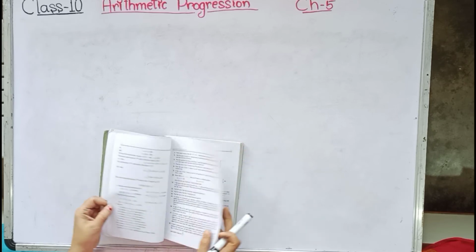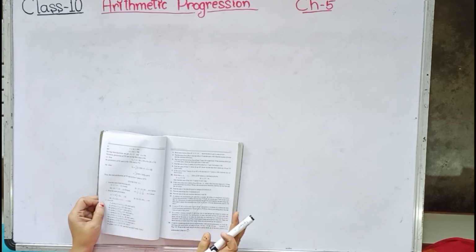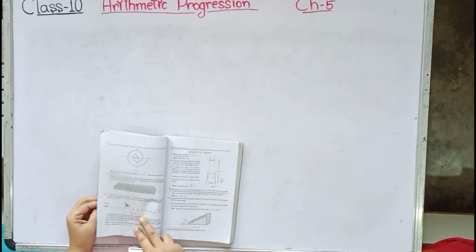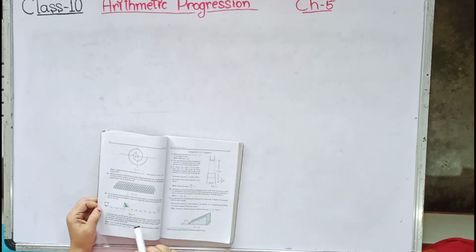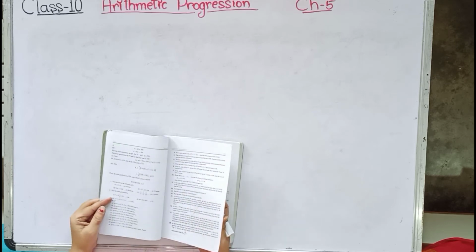The calculation based sums we have to do, which are direct sums, but the word problems we don't have to do. So you can cancel the sums from question number 15 onwards. So 15 to 20 all you can cancel, because these are the application based, I mean word problems based on sum of n terms of an AP.